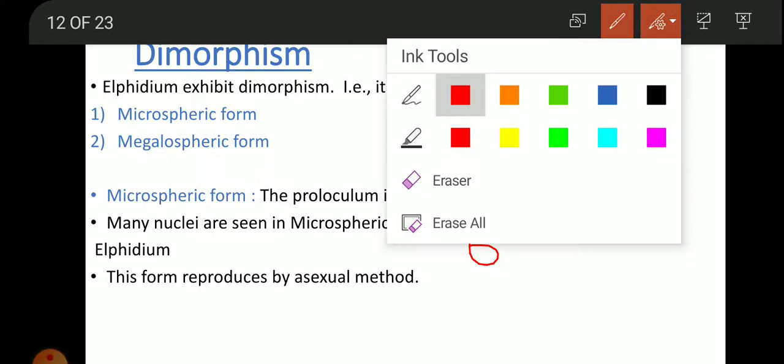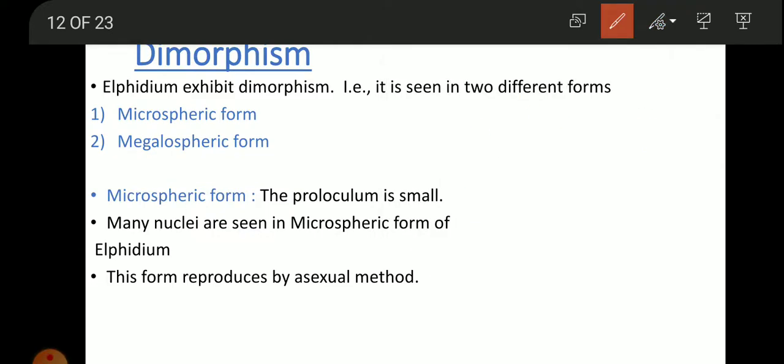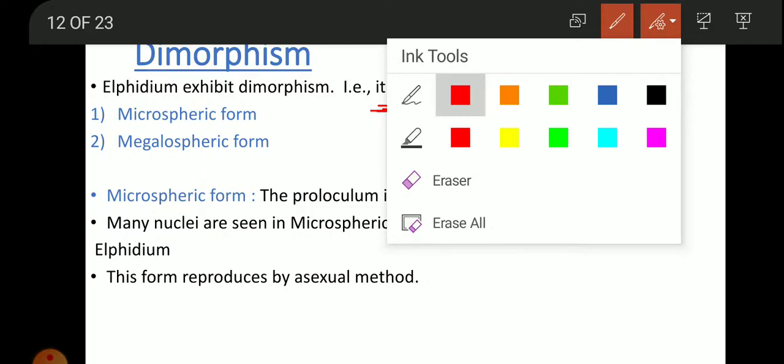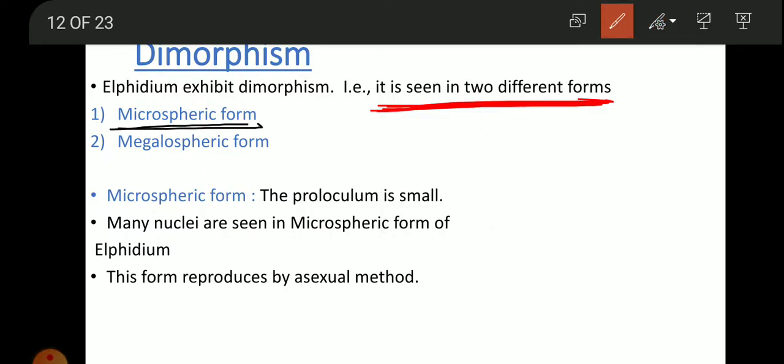Likewise, Elphidium also exhibits dimorphism. It can be seen in two different forms. So the first form is the microspheric form and the second form is the megalospheric form.